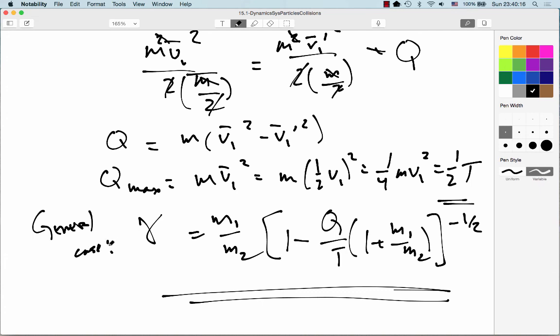Okay, in the next video, we'll take a look at the motion of a body with a variable mass.